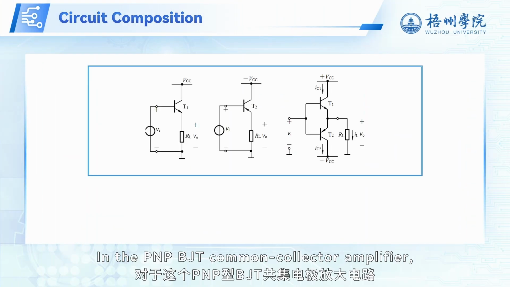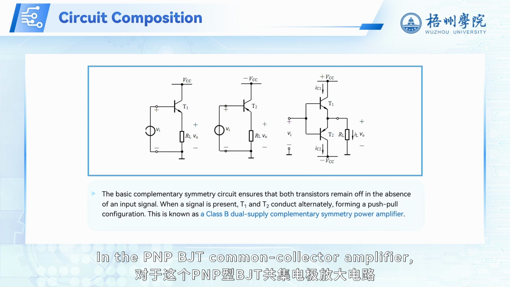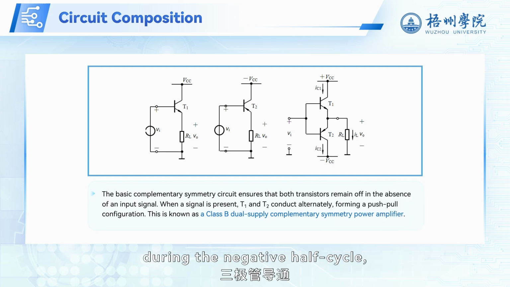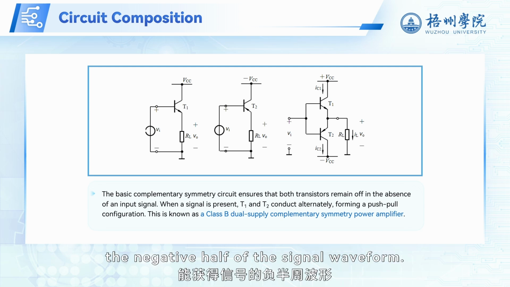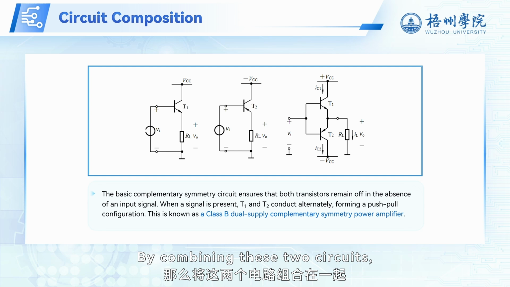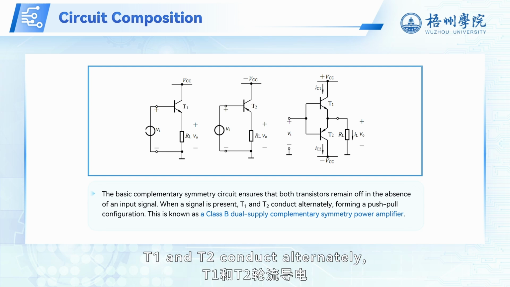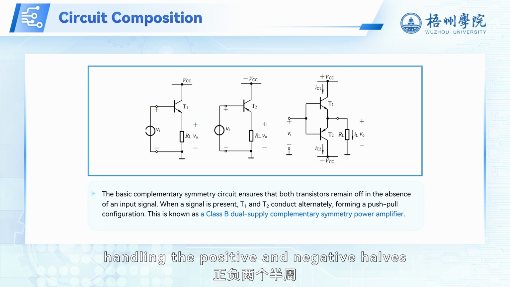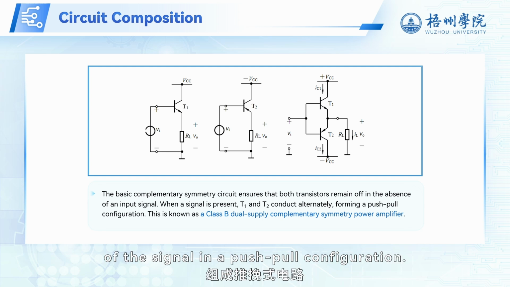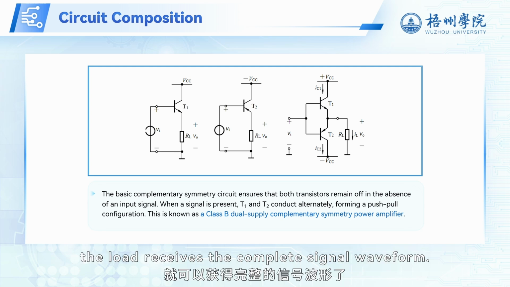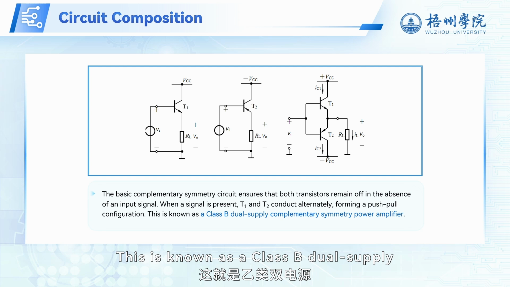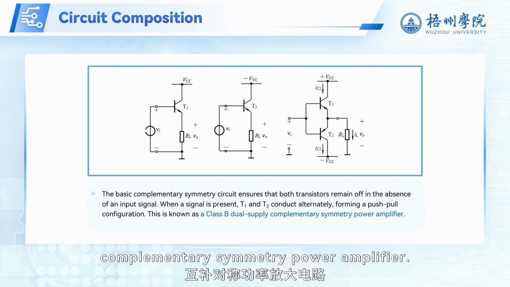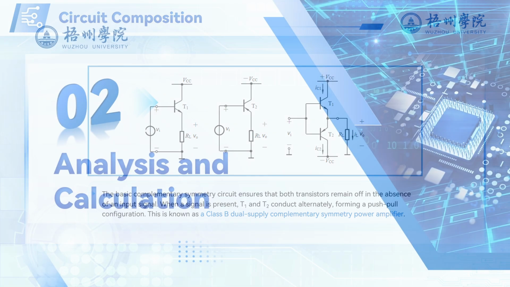In the PNP BJT common collector amplifier, the transistor conducts during the negative half cycle, allowing the load to receive the negative half of the signal waveform. By combining these two circuits, T1 and T2 conduct alternately, handling the positive and negative halves of the signal in a push-pull configuration. As a result, the load receives the complete signal waveform. This is known as a Class B dual-supply complementary symmetry power amplifier.